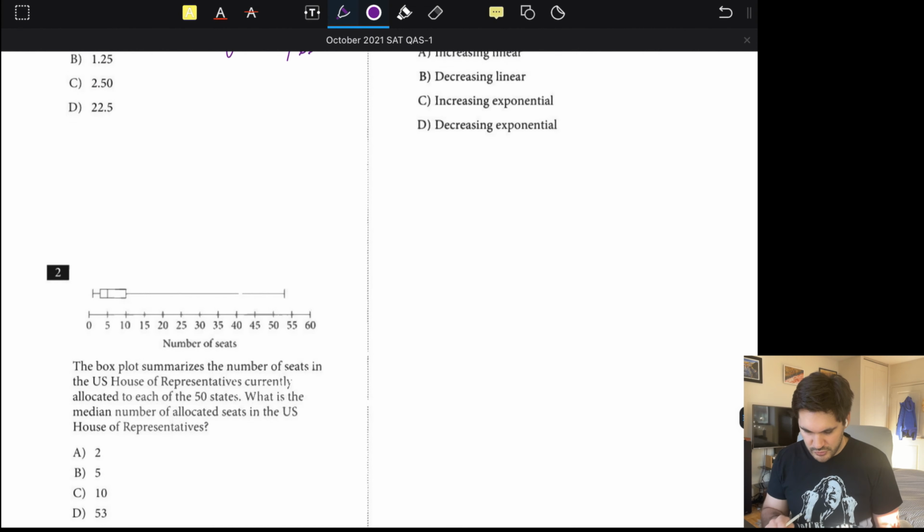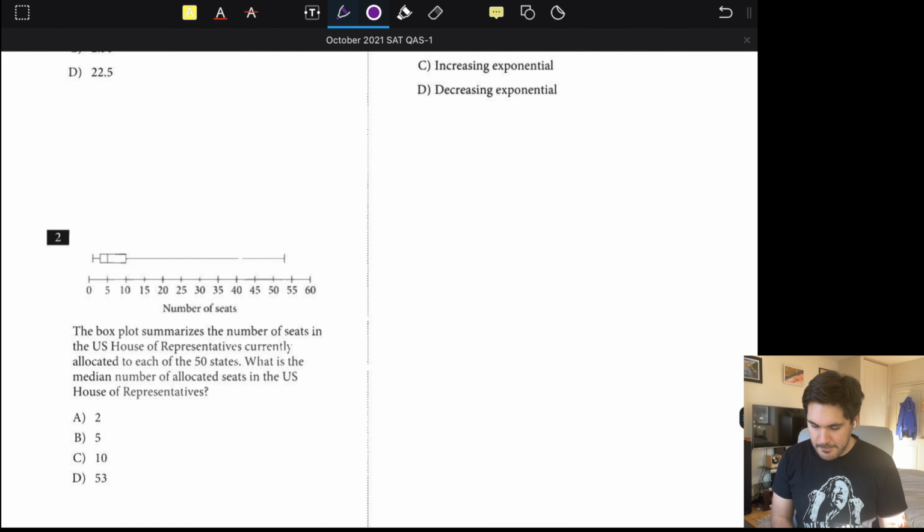Number 2, we need to know the median number of allocated seats in the U.S. House of Representatives. The median is simply this middle line right here in your box and whisker plot. So that's going to be B.